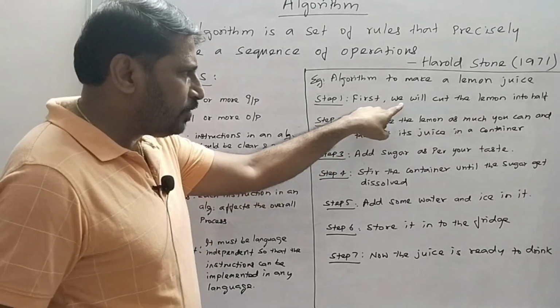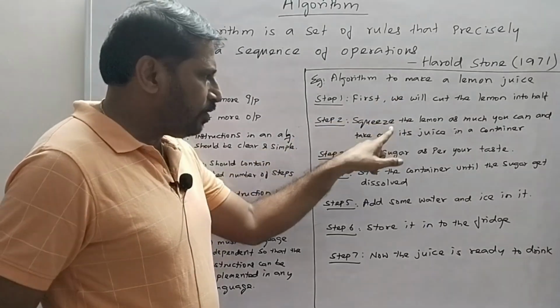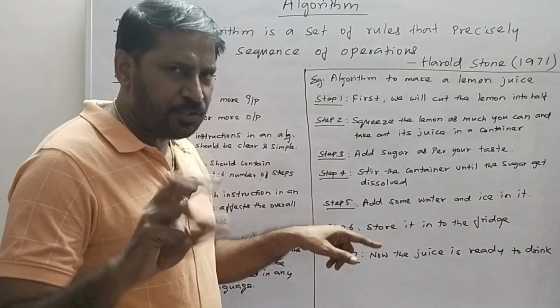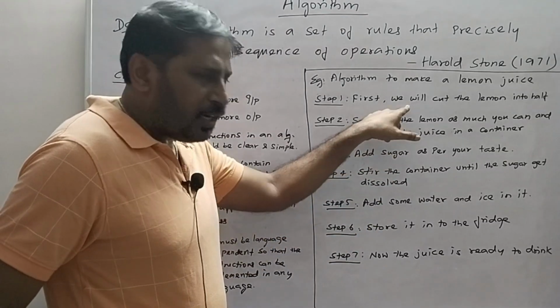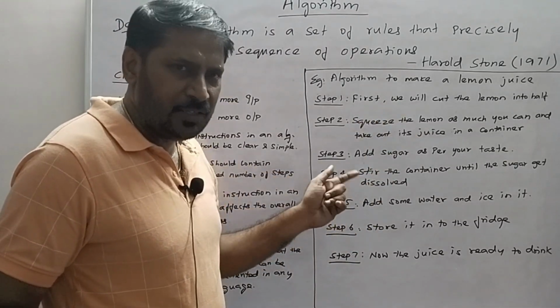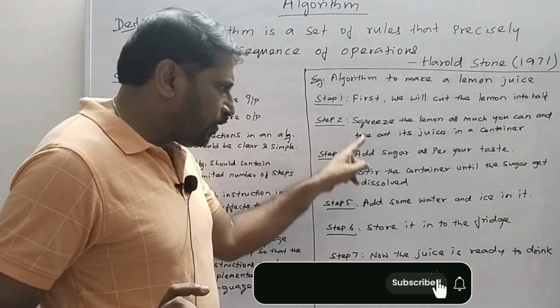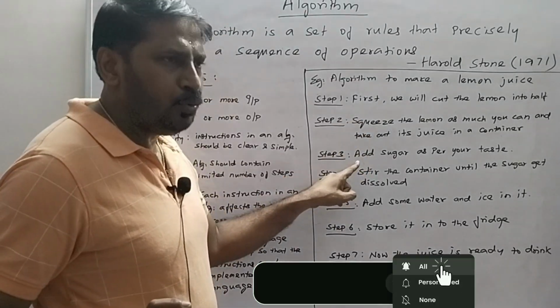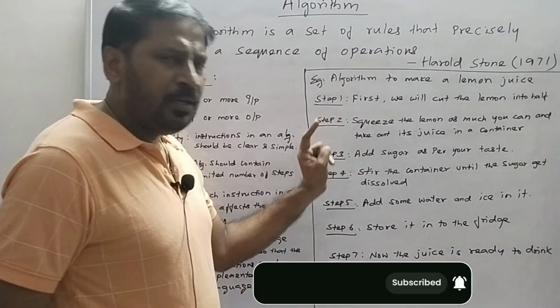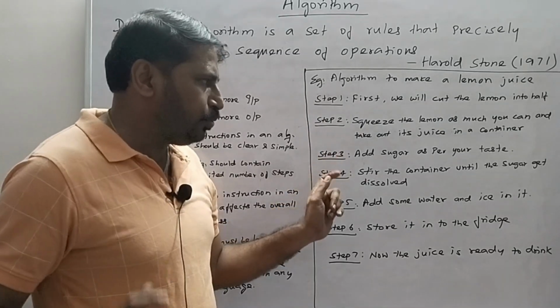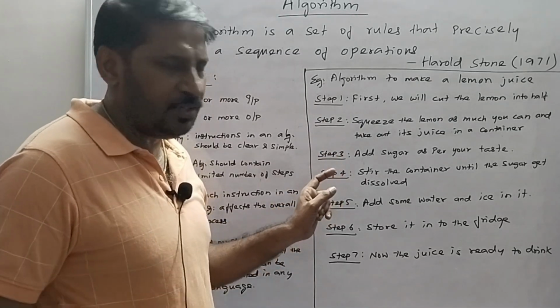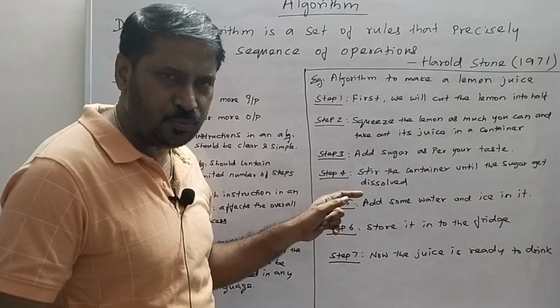What is the first step? Cut the lemon. What is the second step? Squeeze the lemon. Before cutting the lemon, I am unable to squeeze it, so step 2 comes only after step 1. After step 2 only, I am able to do step 3. Step 3 is to add sugar as per your taste.